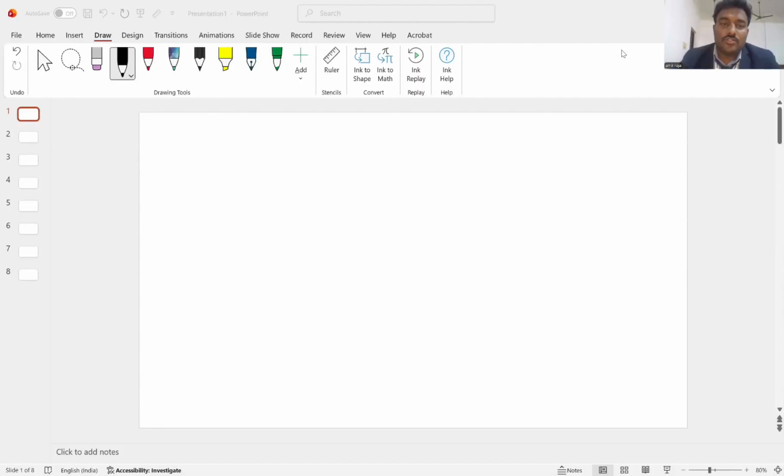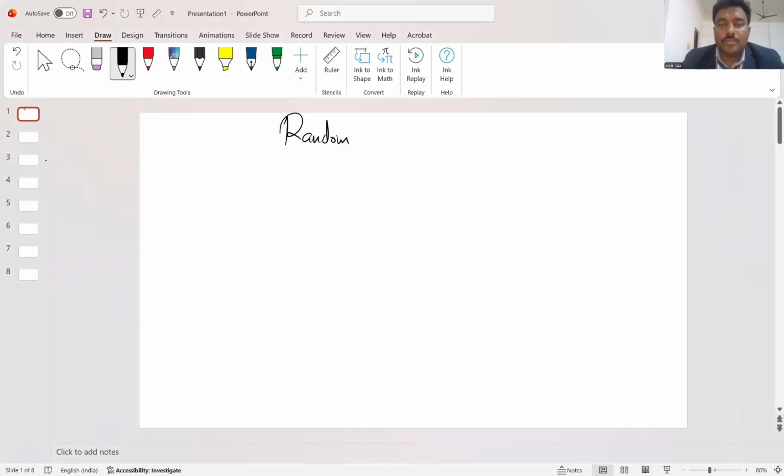Hi all. So today I'm going to discuss the topic random variable. It is a basic concept of a field called probability. So in probability, we always start with the random variable. A random variable is a function X from a sample space to the real number space.